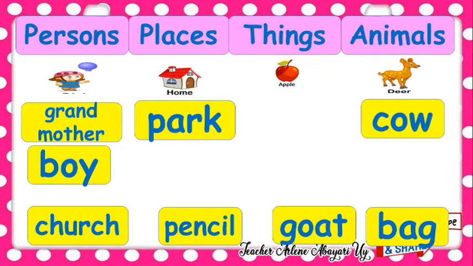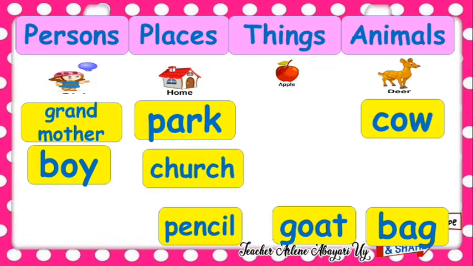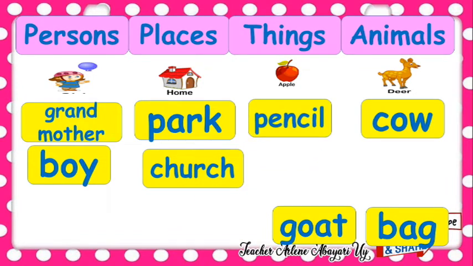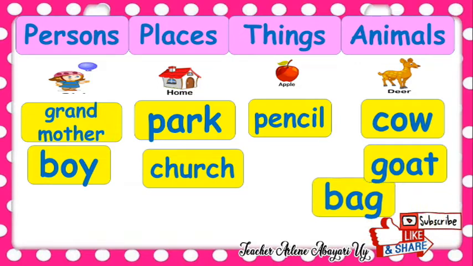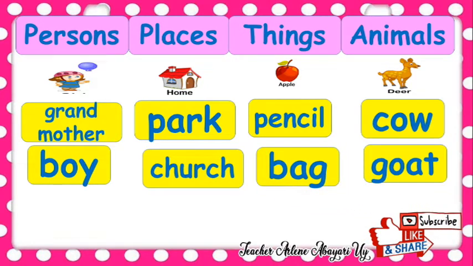How about cow? Good job! Cow is an animal. What about church? Well done! Church belongs to a place. How about pencil? Good job! Pencil is a thing. What about goat? Good job! Goat is an animal. And for the last one is bag. Very good! Bag is a name of thing.